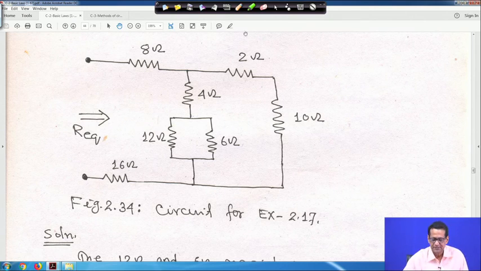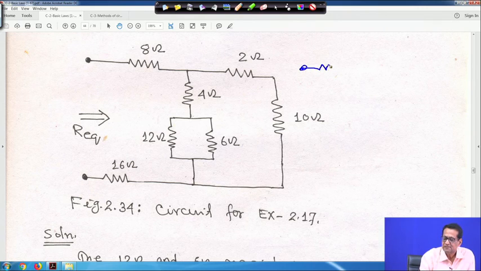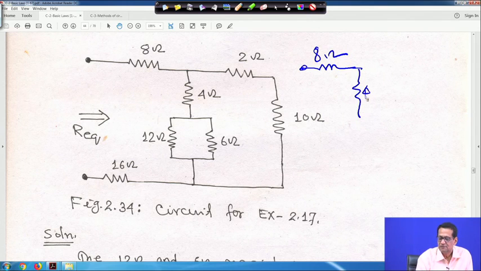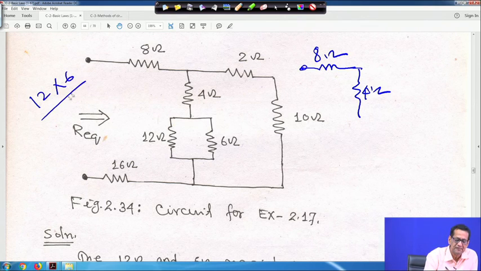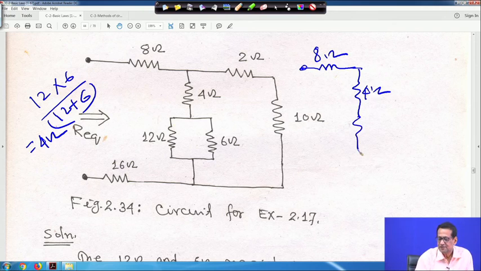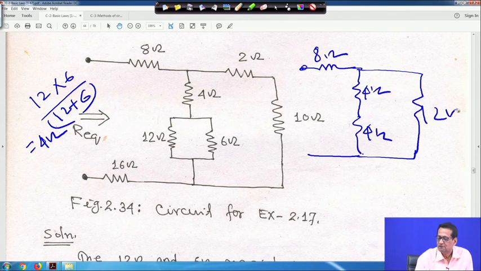Now, see how it is, right. Before going to that I am making some calculation for you. So, this is your 8 ohm resistance, this is your terminal, this is your 8 ohm resistance, right. This is your 4 ohm and this 12 and 6 they are in parallel, right. So, the equivalent will be 12 into 6 by 12 plus 6, so 72 by 18, that is equal to 4 ohm, right. So, this will be equivalent to 4 ohm, and this 2 and 10, these two are in series. So, 10 plus 2 will be your 12 ohm.